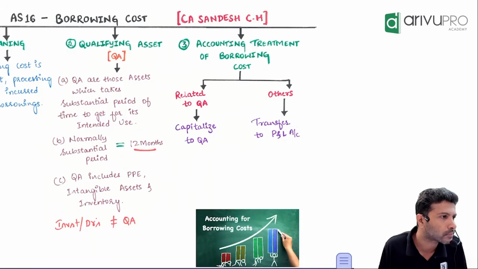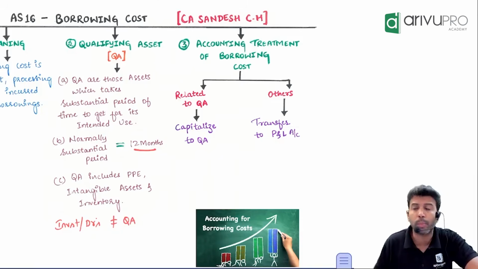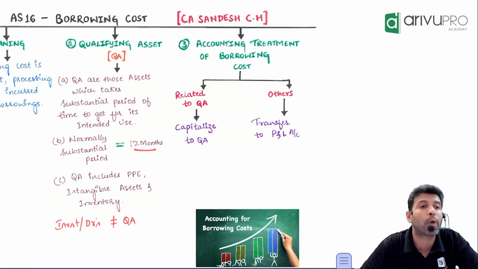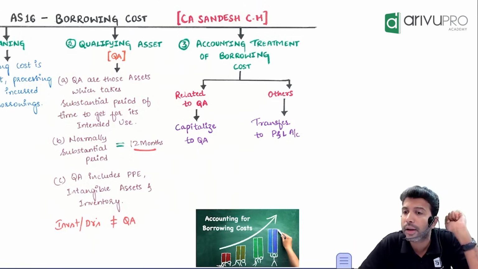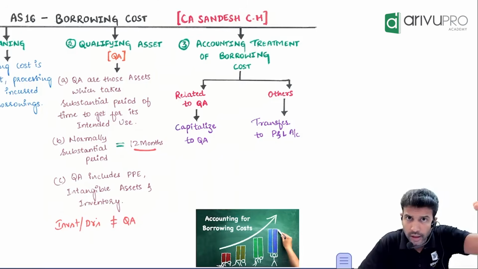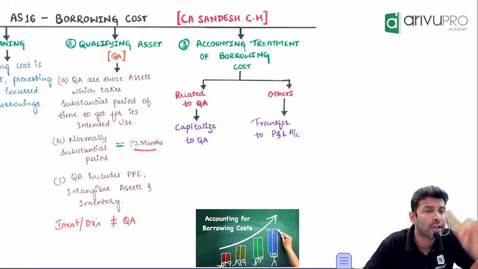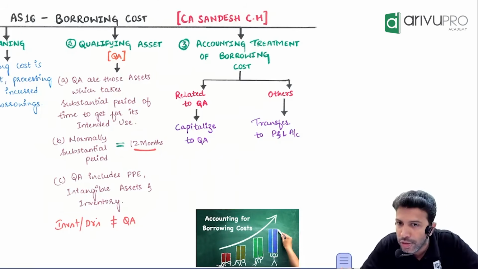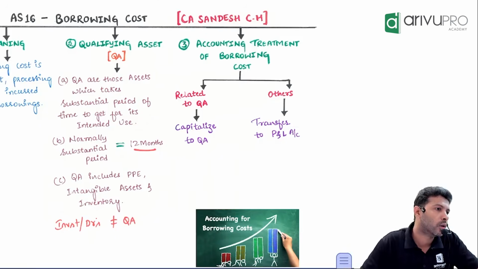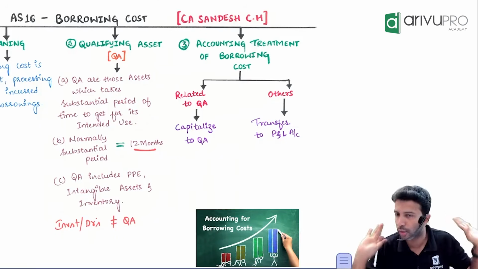Done? Okay. Suppose I take a loan to buy a laptop. On the loan, I have to pay what? Interest. That loan's interest, will you add it to the cost of the laptop? No. Why? Is a laptop a qualifying asset or not? My laptop is already ready to use. Is it a qualifying asset? No. Then these interest charges will be transferred where? P&L. That's the overall fund.